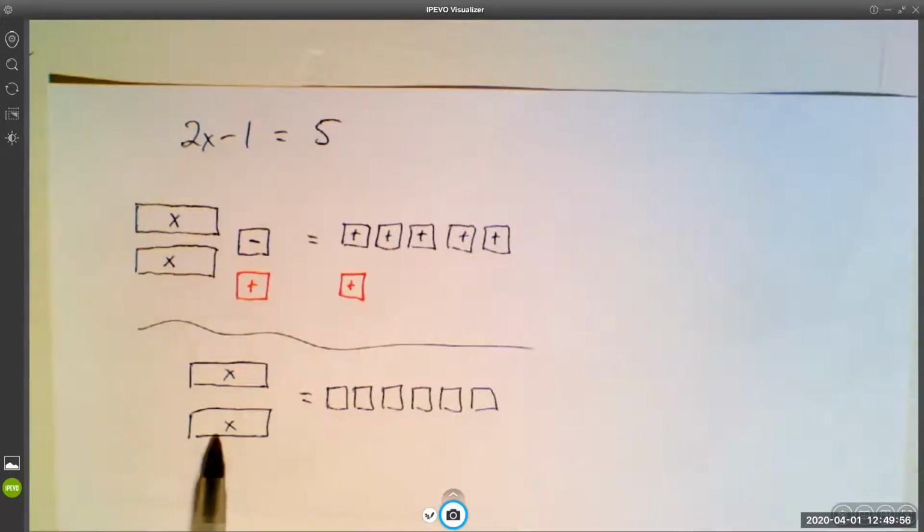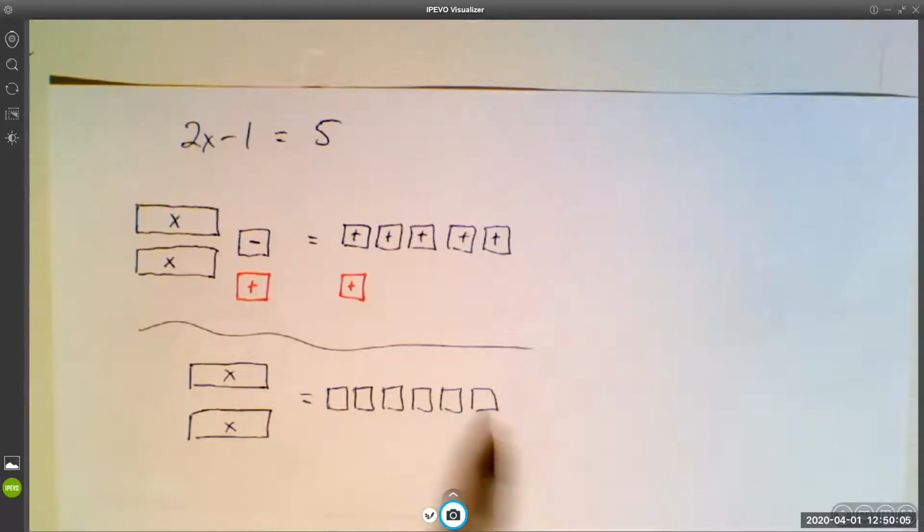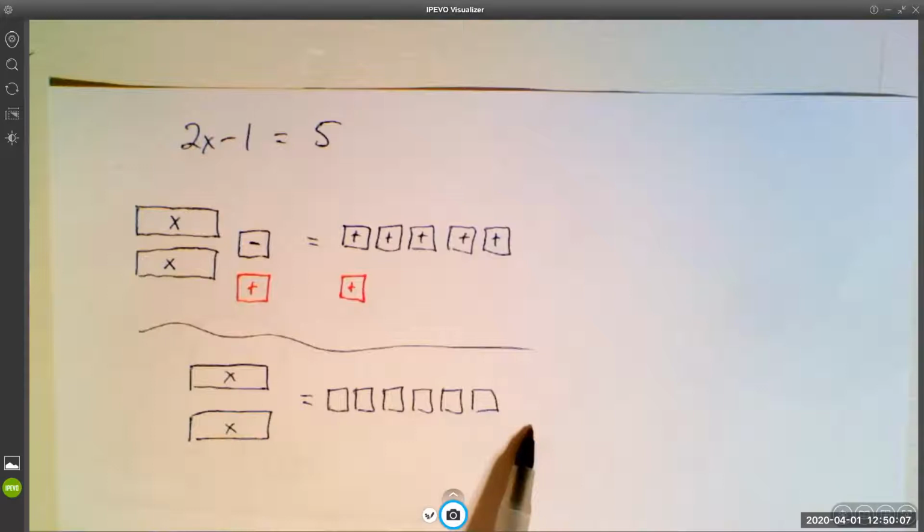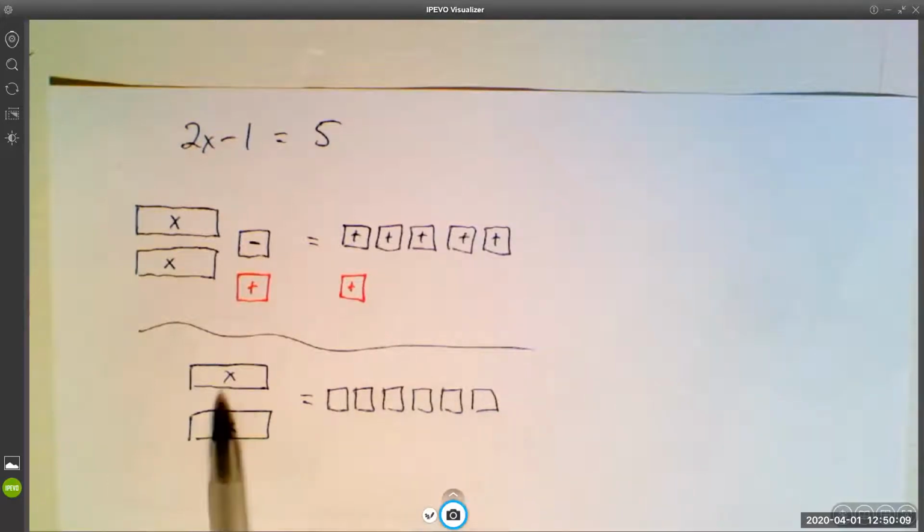I could move one of these x tiles over to the right-hand side by, say, adding a negative x. So if I add a negative x, those will cancel. Add a negative x over here. But then I haven't solved for x, right? I have a statement that says x equals 6 minus x. So I haven't achieved my goal of solving for x. But here's how we take care of these at this point.